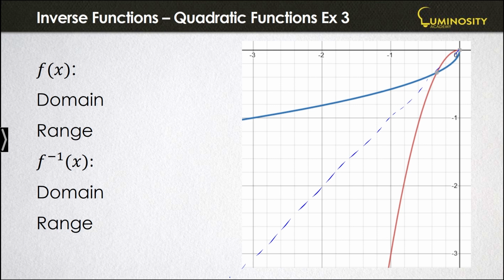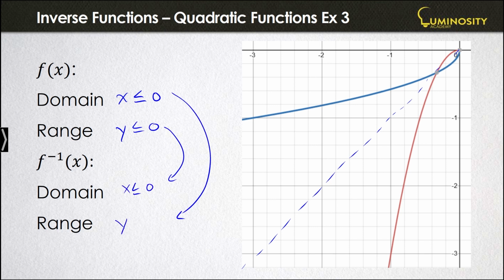But what about in terms of our domain and range? Well, our domain for our red line, which is our original function, is x is less than or equal to 0, and our y is also less than or equal to 0. And since these just swap for our inverse function, we have x is less than or equal to 0 and y is less than or equal to 0. And that's exactly how you do your inverse functions for quadratics.